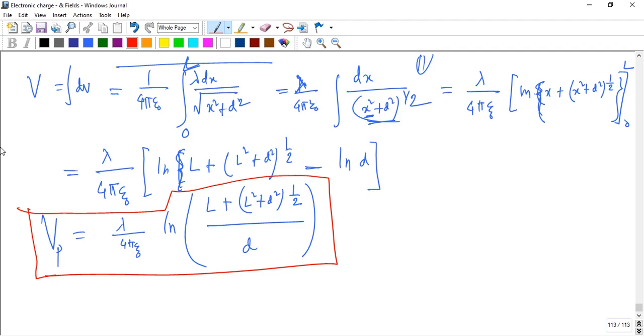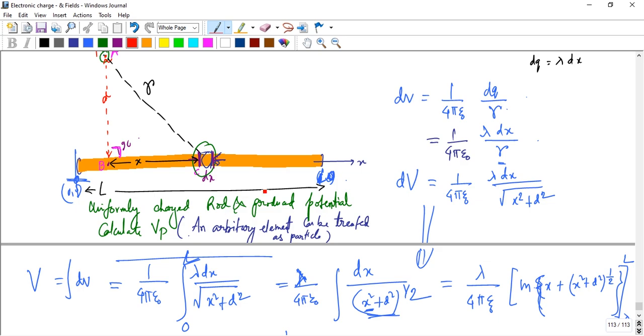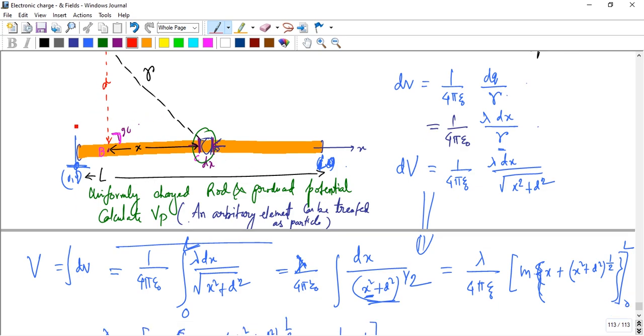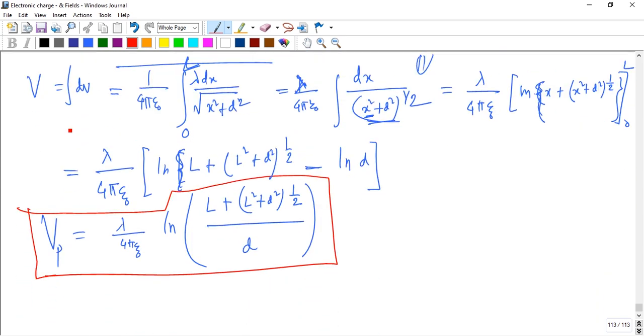That's the potential at point P produced by a uniformly charged rod, along with the electric field it produces. That derivation is very important for the board exam, so practice it two or three times; it's easy, nothing to worry about. Now the next calculation is the magnitude of the electric potential at a point on the central axis of a plastic disc of radius r.